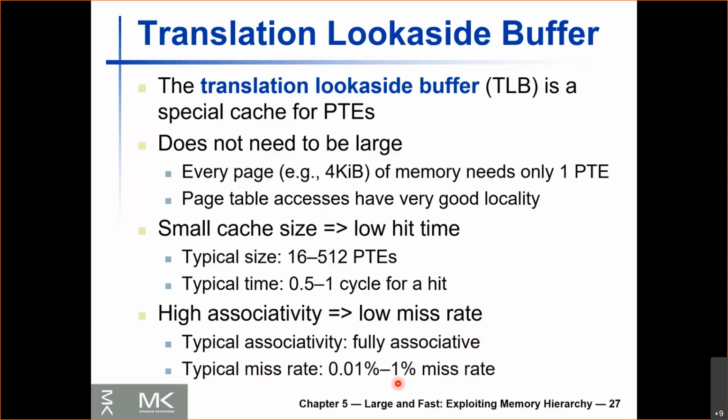So you'll notice that TLBs usually have very low miss rate and very low hit time. All of that is because we only need one page table entry to cover 4 kilobytes of instructions and data. So we change through our TLB entries much slower than we change through our instruction memory and data memory entries. Any questions about TLBs?